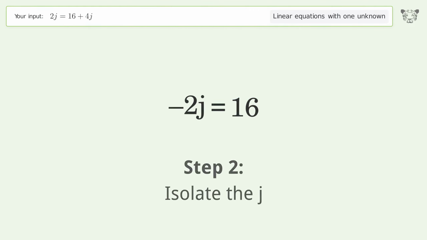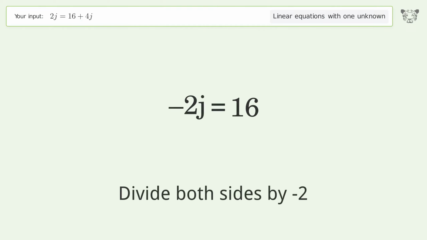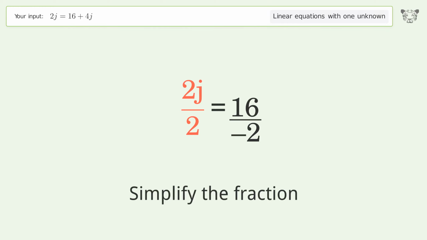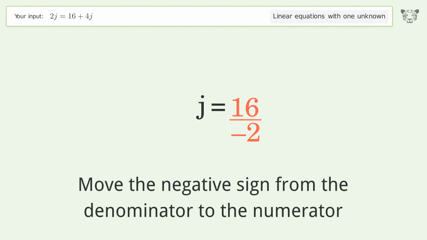Isolate the j. Divide both sides by -2. Cancel out the negatives. Simplify the fraction. Move the negative sign from the denominator to the numerator.